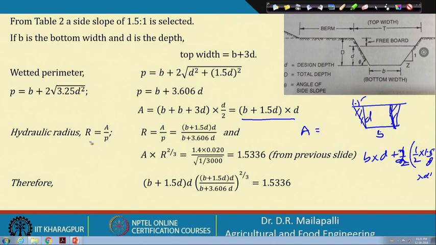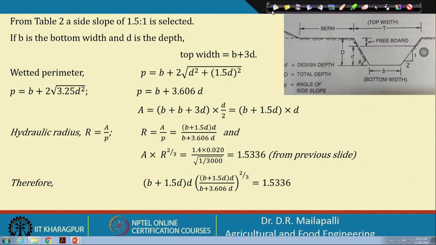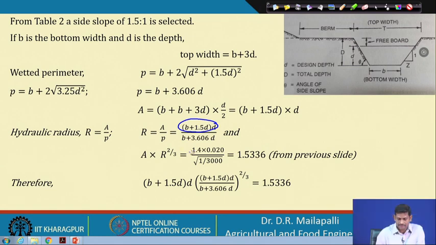So, now hydraulic radius R is equal to A by P. Substitute for A, which you get from the previous, from here you get, and P is from here. So, now substituting, A R power 2 by 3 is equal to 1.4 into 0.02 divided by square root of, this is from the previous slide, and then 1.5336 you get from the previous slide, and therefore you can substitute this A R power 2 by 3.